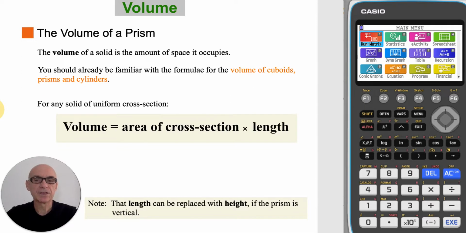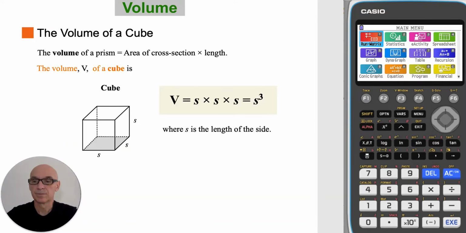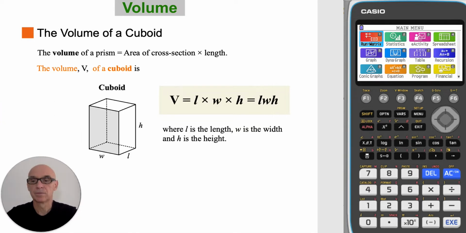The volume of a solid is the amount of space it occupies. You should already be familiar with the formulae for the volume of cuboids, prisms, and cylinders. For any solid of uniform cross-section, the volume is equal to the area of the cross-section multiplied by the length. Note that the length can be replaced by height if the prism is vertical. The volume of a cube is equal to the length of the side cubed. The volume of a cuboid is equal to the length multiplied by the width multiplied by the height.